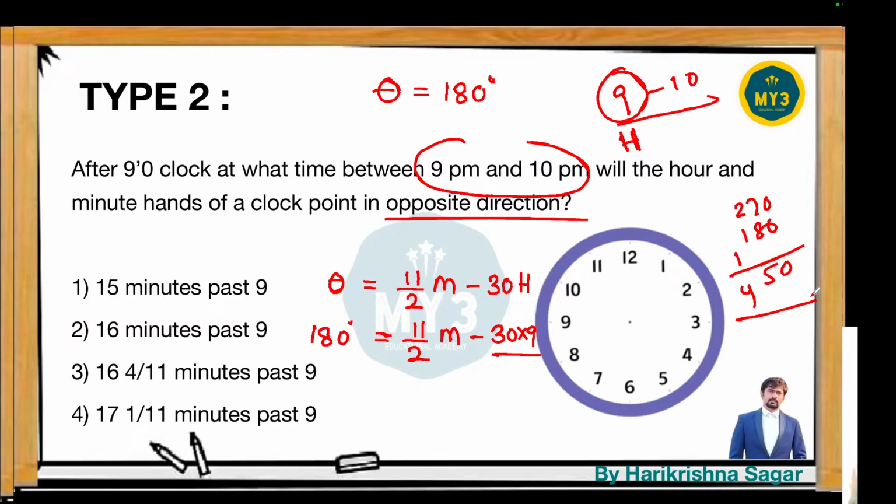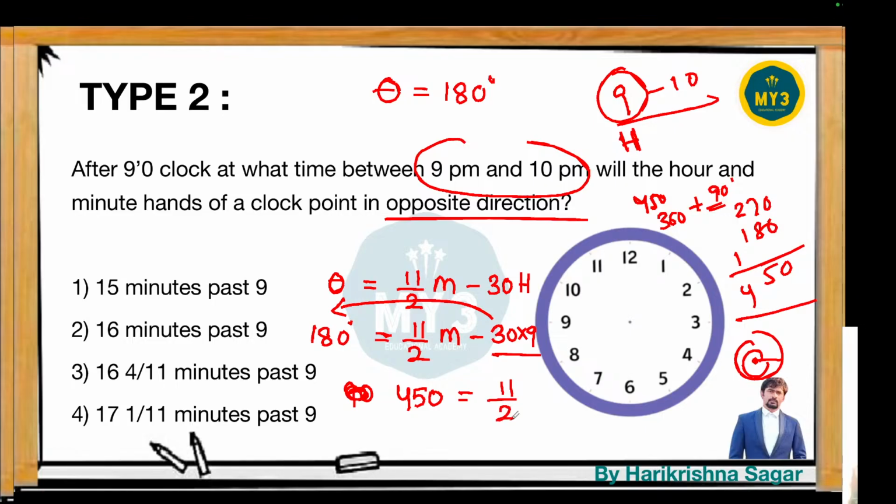450. But in the circle we have only 360 degrees of angle. So 450 degrees, how are you going to take it? You will subtract 360. So 360 plus 90. Because it is 90 degrees, you will take this value. That means if you send this to this side, it gives a result of 450. So let me write that step also: 450 is equal to 11 by 2 m. So do not get confused.